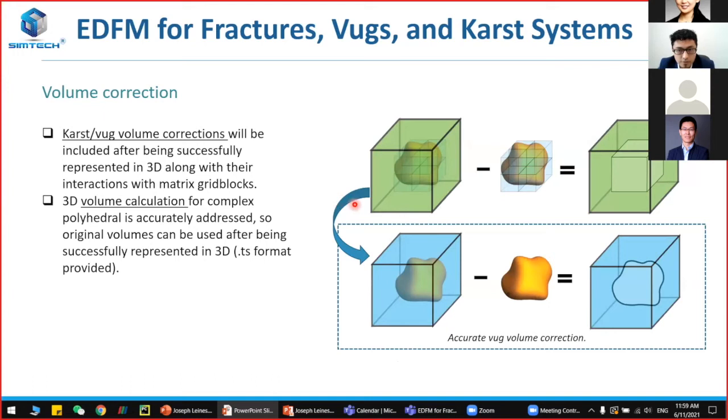After doing that, we also need to perform some volume corrections. As I show here, we developed robust algorithms that can calculate the volume of every single polyhedron or every single Karst system that the operator may provide. By calculating the precise volume, we can accurately perform those volume corrections in the matrix grid blocks. This is an advancement that we've made, and we've successfully done this with actual data provided in .ts format.